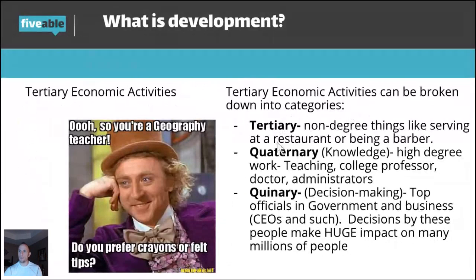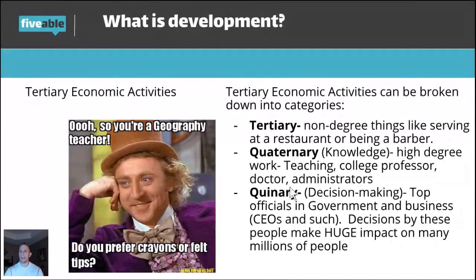And the reason is because when you start looking at quaternary, some people call this the knowledge sector. In other words, you need high levels of qualification. People like teachers, college professors, doctors, CEOs, different types of administrators, they're going to be under this quaternary sector. So the best way to think about that is if you have a master's degree or a doctorate or some kind of advanced technical education, you're going to be in the quaternary sector.